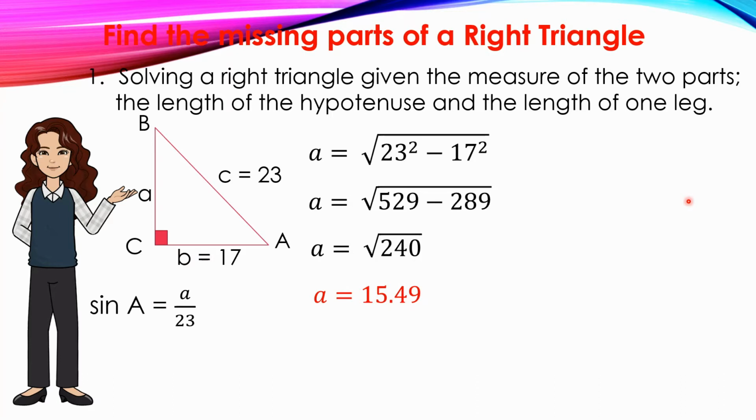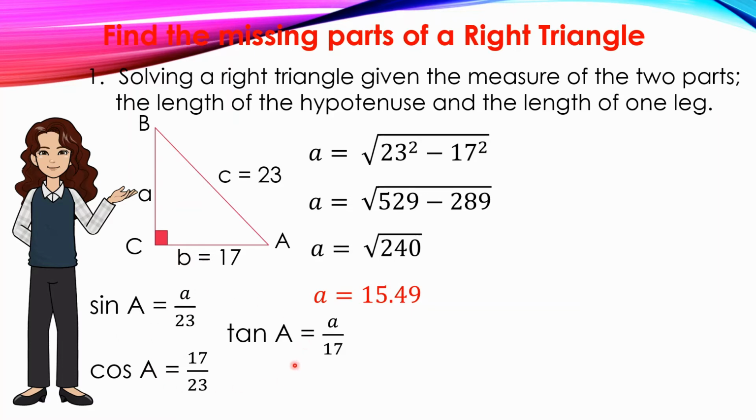Okay, so we're going to get the three trigonometric ratios, the SOHCAHTOA. First, sine A. So we're going to look for the angle A. Sine A is A over 23. Then we're going to look for the cosine A. So cosine A is 17 over 23. And tangent A is equal to A over 17. So we look for the three trigonometric ratios.